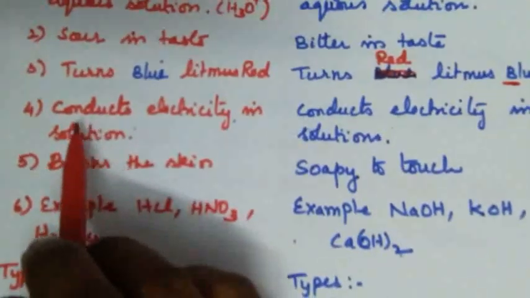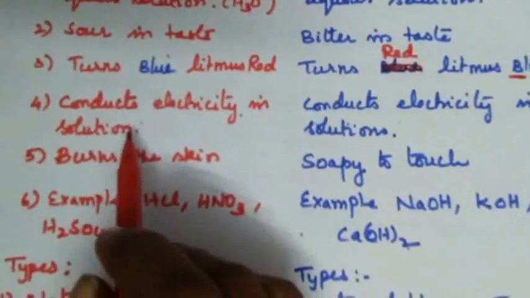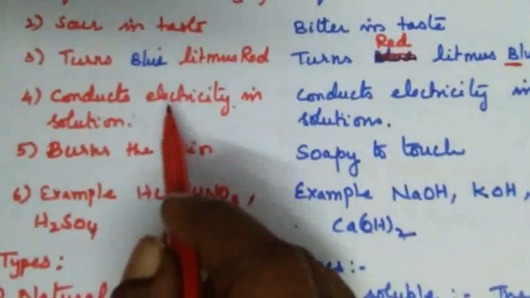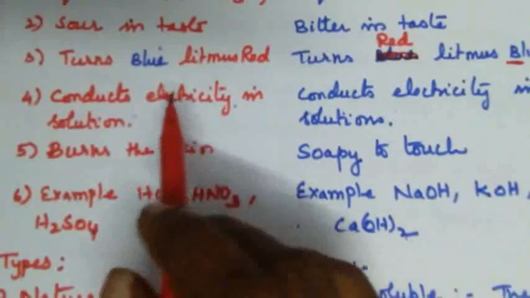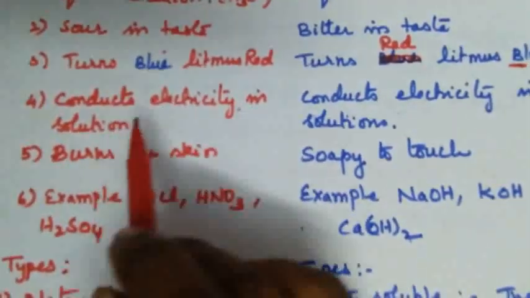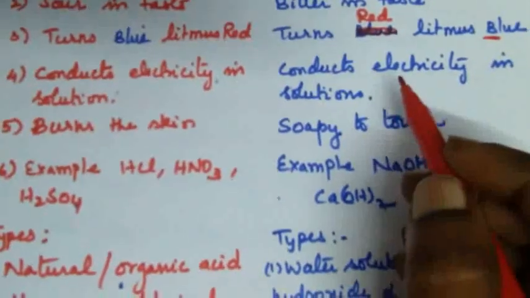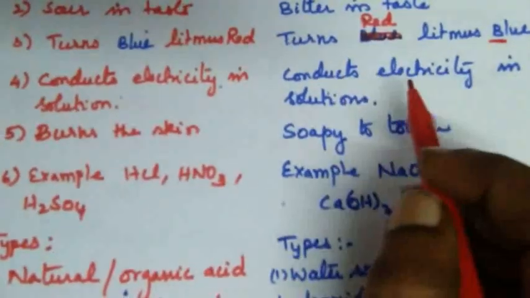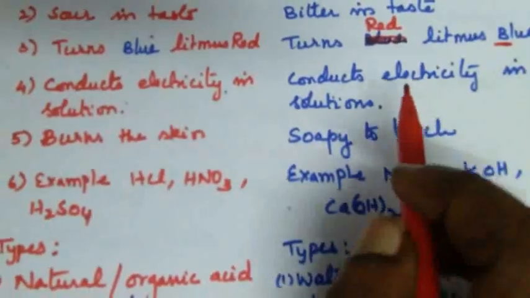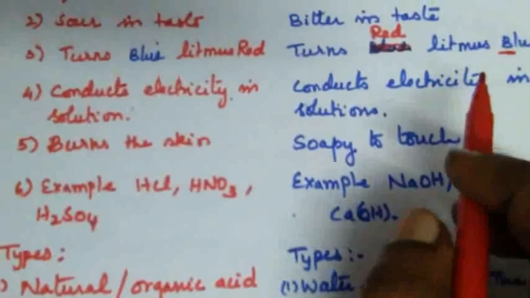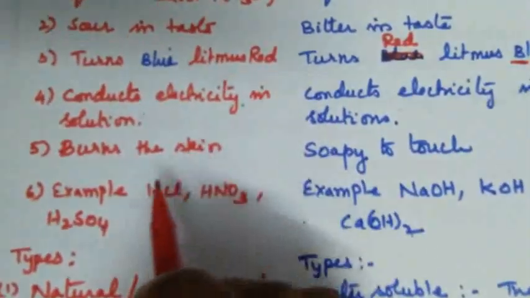Then acids are substances which conduct electricity in solutions because they produce H plus ion. Any substance which produces ions conducts electricity. So they conduct electricity in solution. What about base? Base also produces OH minus ion, so they also conduct electricity in solution. Both acid and base conduct electricity.